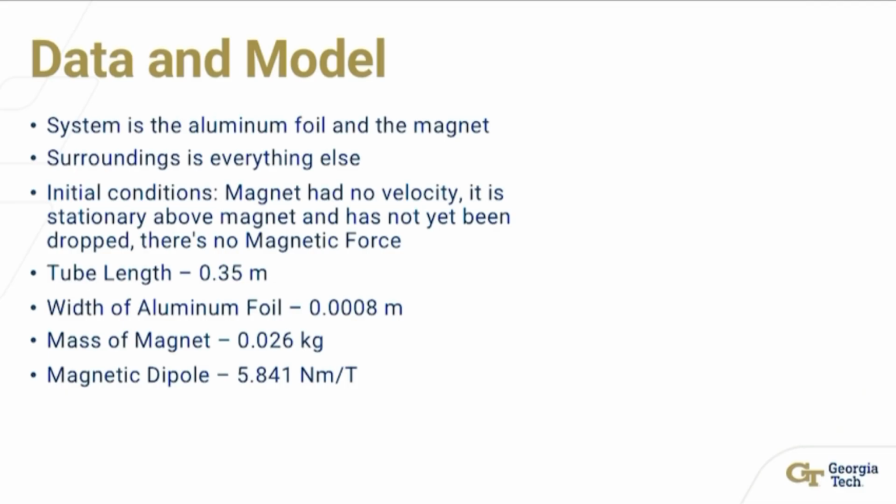Now we have the data and model. The system is the aluminum foil and the magnet, the surroundings is everything else. Some initial conditions are that the magnet has no velocity, it is stationary above the tube and has not yet been dropped, and there is no magnetic force. The tube length measured is 0.35 meters, the width of the aluminum foil is 0.0008 meters, the mass of the magnet is 0.026 kilograms, and the magnetic dipole is 5.841.